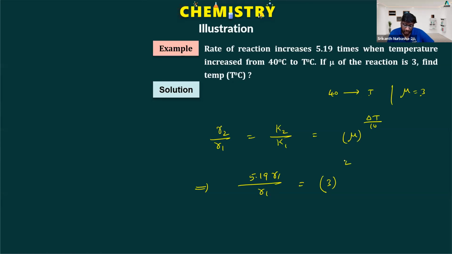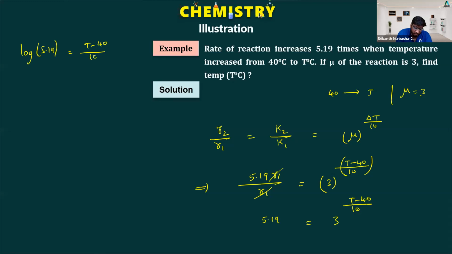Delta T is 40 to T, which means T minus 40, right? Increased from 40 to T. So T minus 40 divided by 10. R1 cancels out. So 5.19 is equal to 3 power T minus 40 divided by 10. Logarithm you can apply. Logarithm of 5.19 is equal to T minus 40 by 10 times logarithm of 3. So T you can calculate here. T is equal to 10 times logarithm of 5.19 divided by log 3, plus 40.